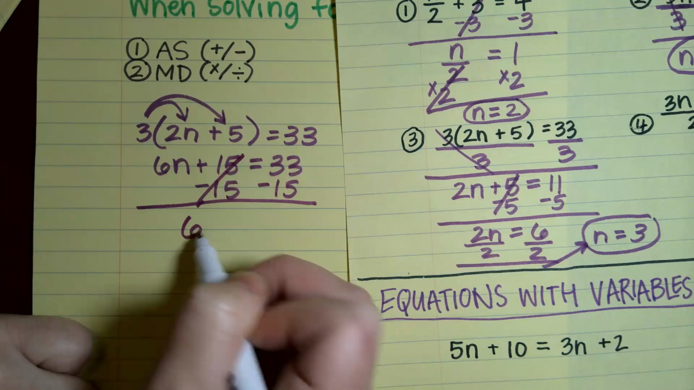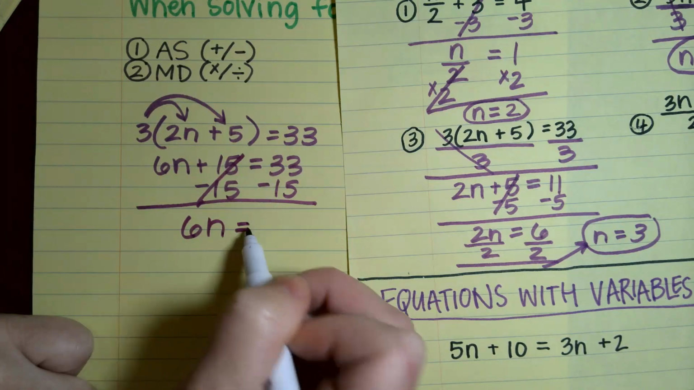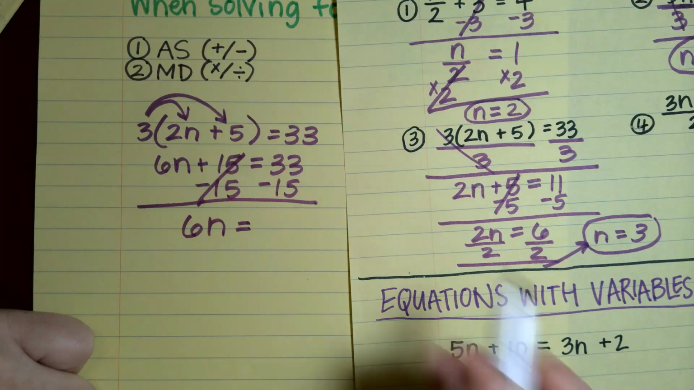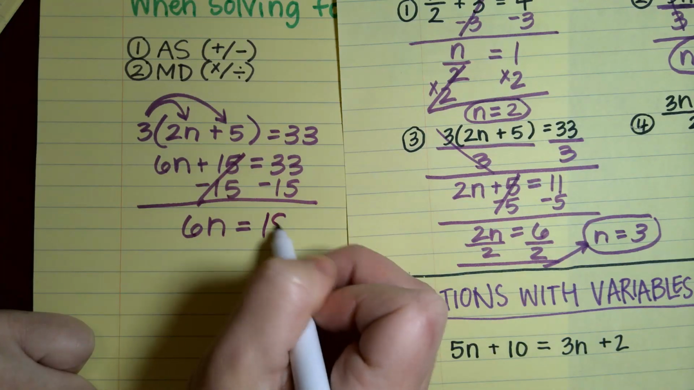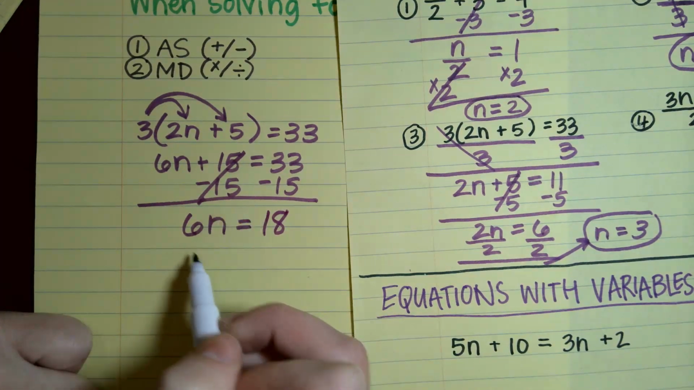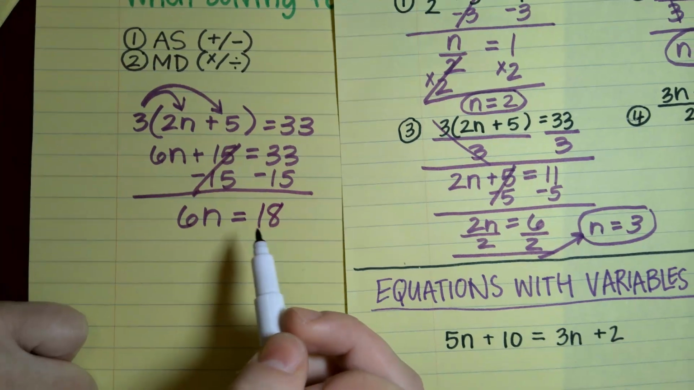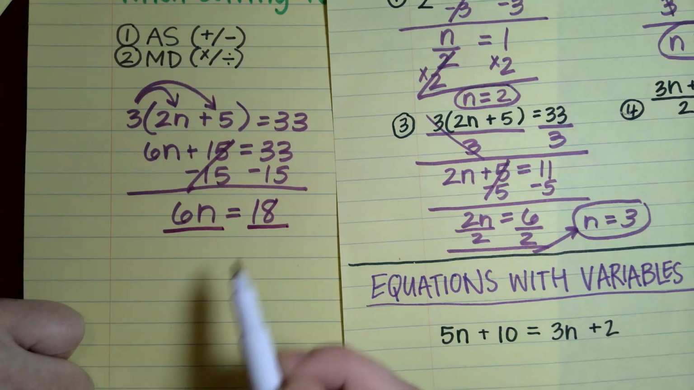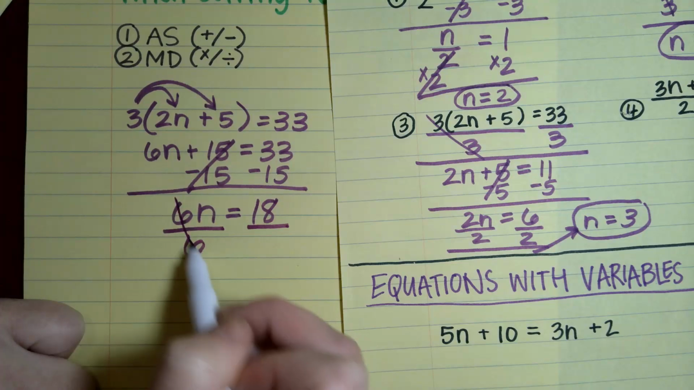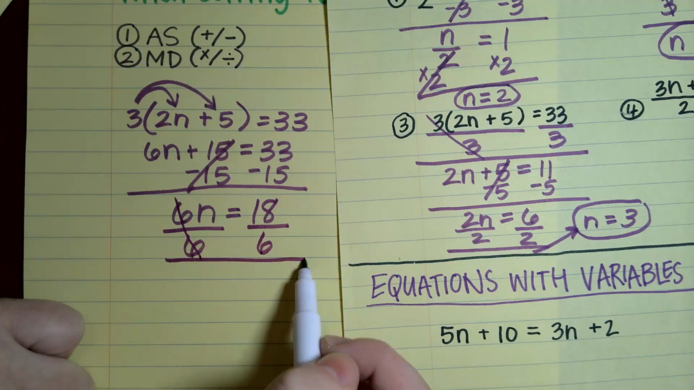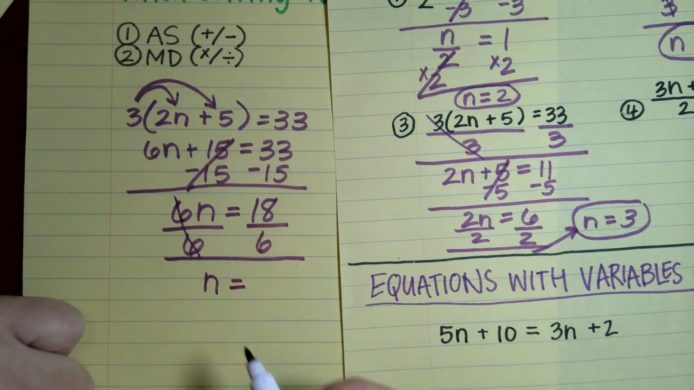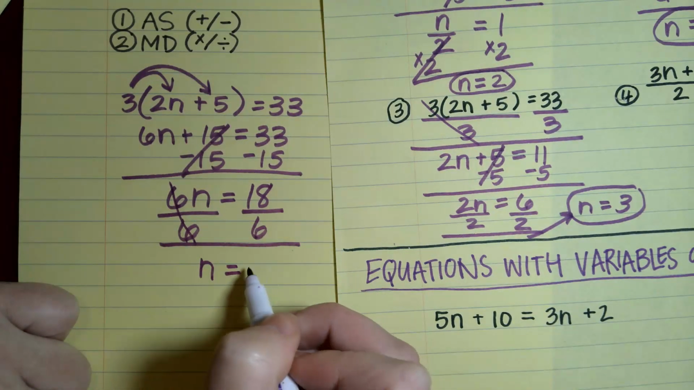Now I've got 6 times n equals, what's 33 minus 15? 18? All right, 18. And then what do we need to do? Yeah, that's perfect. We're going to divide by 6 here. My 6's will cancel, and I'd be left with n equals 18 divided by 6, which is 3.